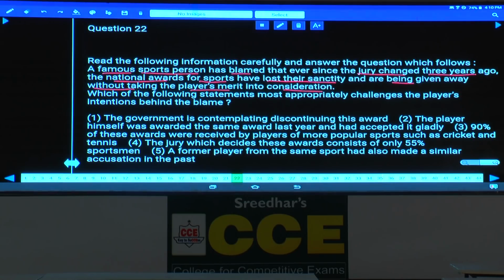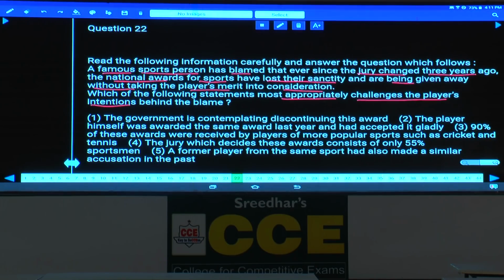Now his claim is that the national awards these people are giving are not merit based. From when? Since the jury changed 3 years ago. From the last 3 years, the new committee, the new jury, is not giving the national awards according to merit. That's his claim. Which of the following statements most appropriately challenges the player's intention?